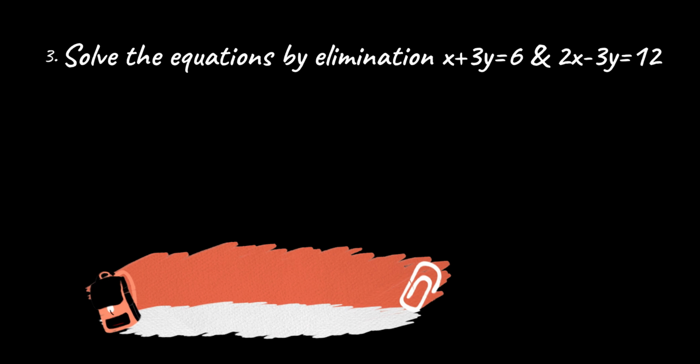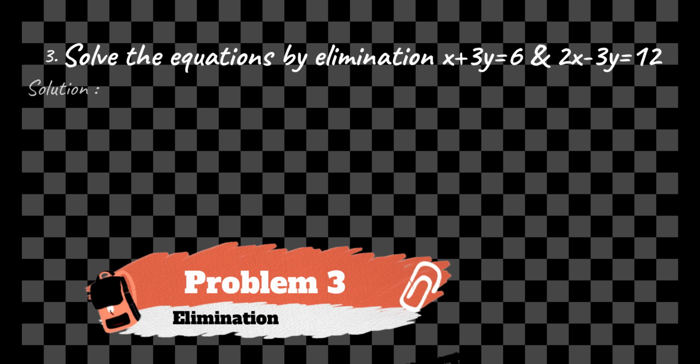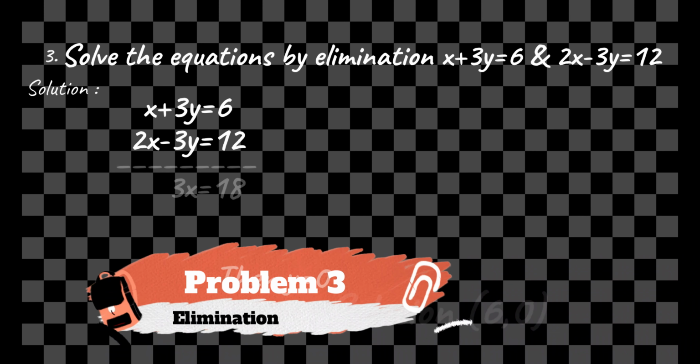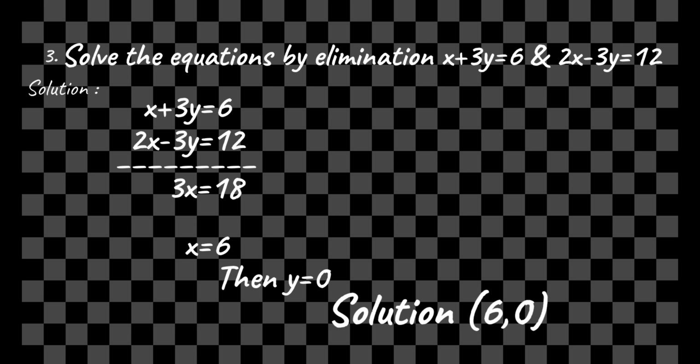Now an example problem. Question: solve the equations by elimination method. x plus 3y equal to 6 and 2x minus 3y equal to 12. Here x plus 3y equal to 6 and 2x minus 3y equal to 12 have the coefficient of y as 3. So step 1, we need to multiply equation 1 and equation 2 with a suitable number to get a leading coefficient. But in the given problem, we have the coefficient of y as 3 only. So we multiply both the equation 1 and 2 with 1.